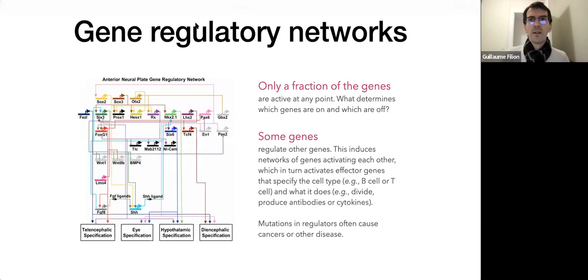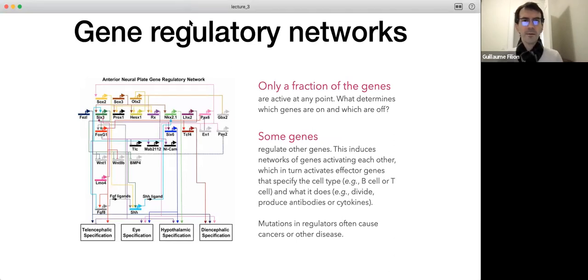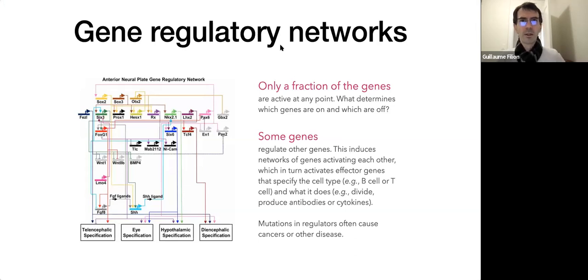So why do we care about gene expression? One thing is that we want to know something about gene regulatory networks. Only a fraction of the genes in the cell are active at any point. There's not really any cell in the genome that expresses all the genes. So each cell expresses only a specialized part of the transcriptome of the genome. So what determines which genes are on and which are off? Something has to take decisions to say brain cells will express brain genes, and liver cells will express liver genes. Who decides that? Some genes regulate other genes.